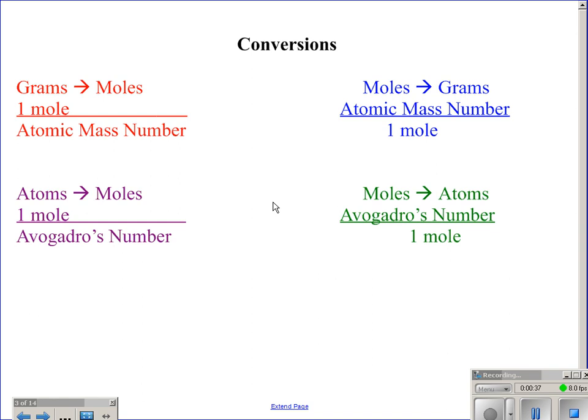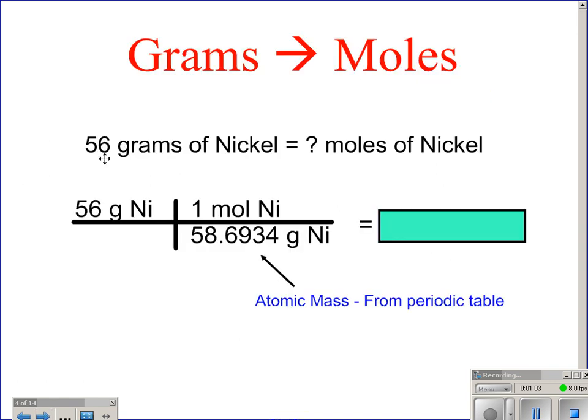There are four types of problems. You might want to write these down. We're going to be converting from grams to moles. We'll be converting from moles to grams, atoms to moles, and from moles to atoms. You'll need to write these down so you can make sense of what I'm going to tell you here. So maybe stop the video, write them down, and then go for it. Okay, next slide. First type of equation is grams to moles.